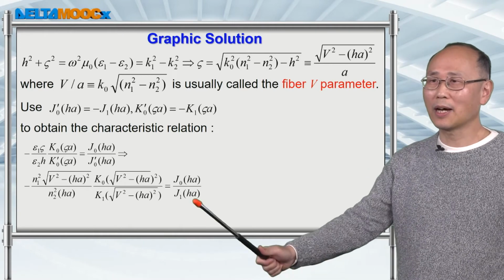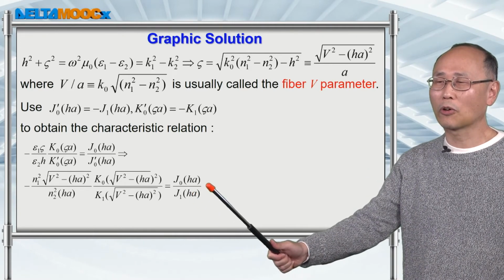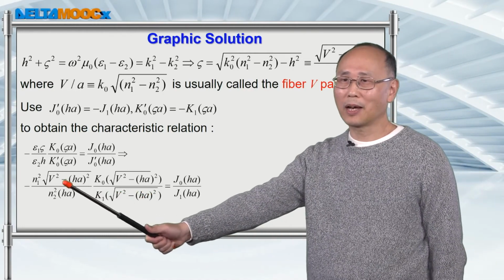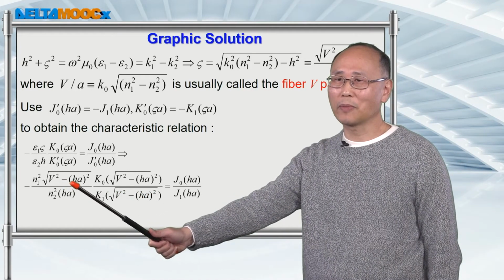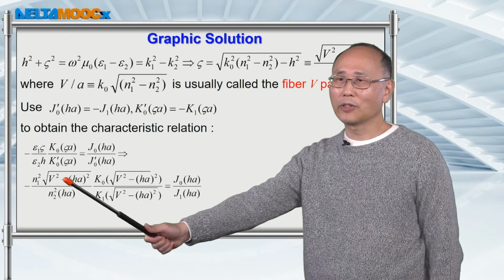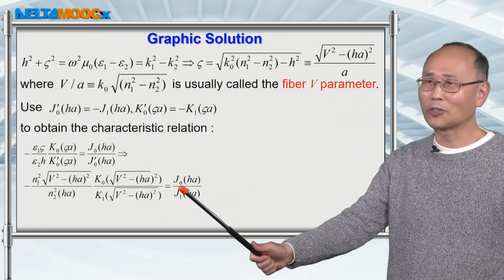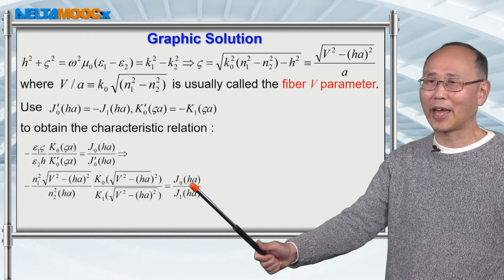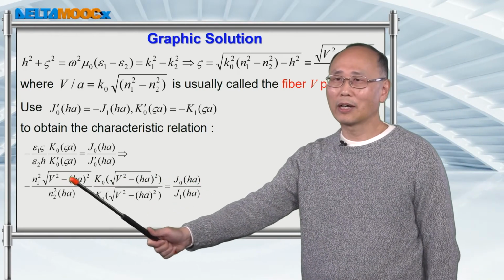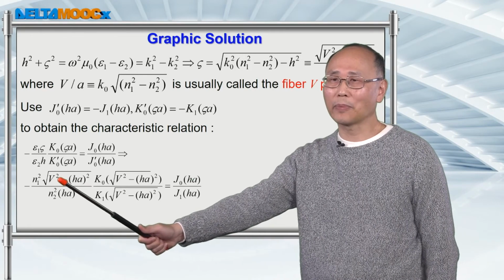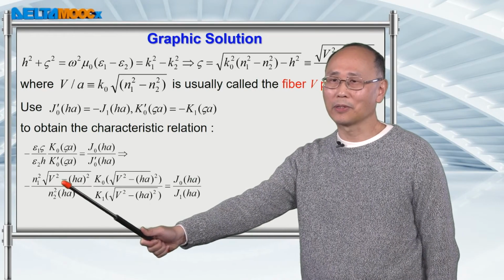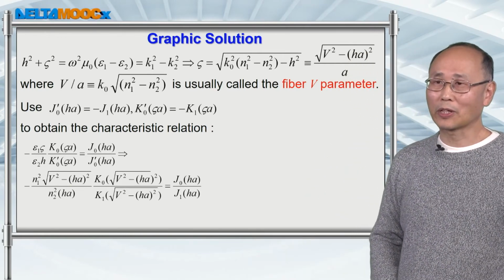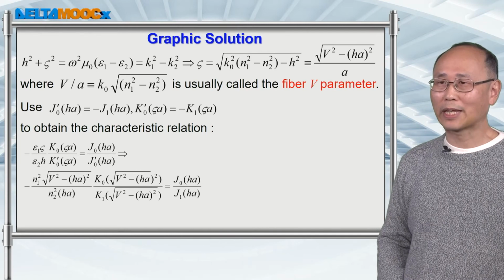And remember that on the right-hand side, this is a tangent or cotangent-like function. On the left-hand side, you have a square root of V squared minus ha squared. So this means that if you want to have a solution for this transverse eigenvalue h, then your ha has to be less than this fiber parameter. So this fiber V parameter is quite important for you to determine the cutoff of the mode inside the waveguide.